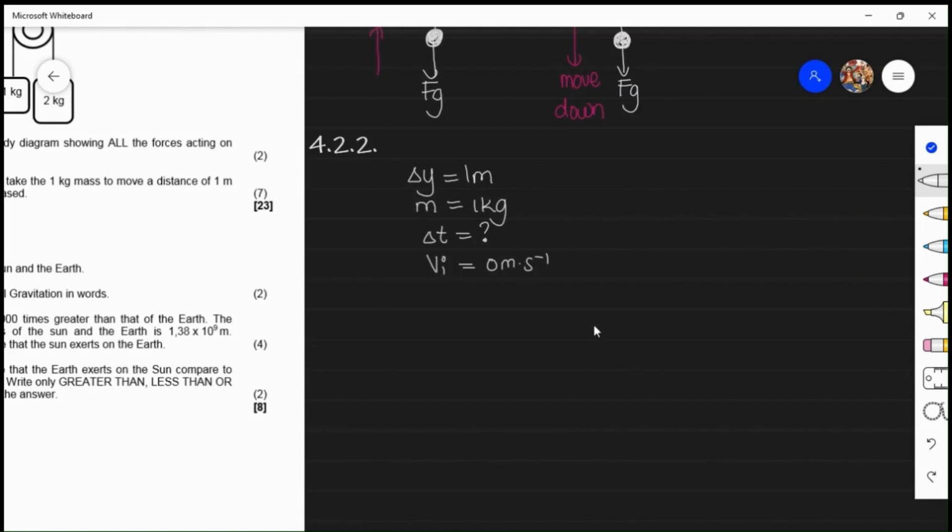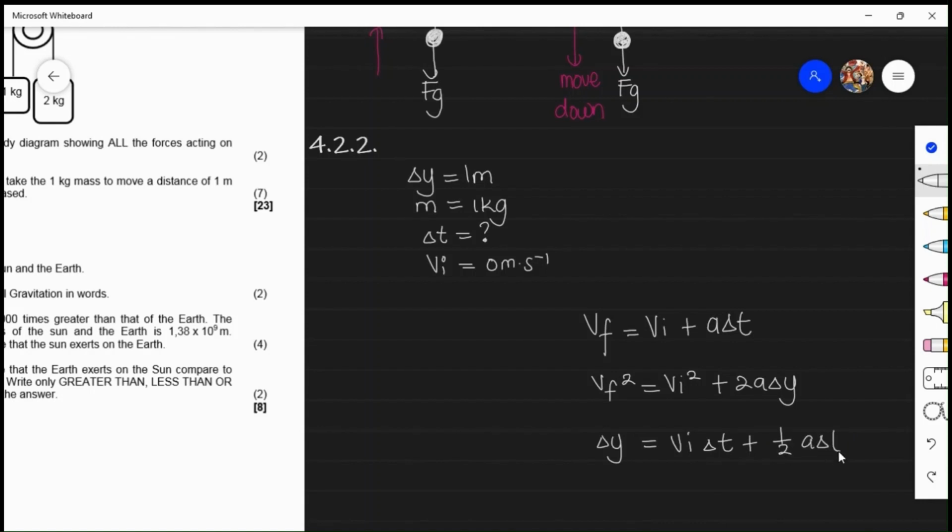So we have our first equation of motion, which is Vf equals Vi plus A delta t. Vf squared equals Vi squared plus 2A delta y. We have delta y equals Vi delta t plus 1 over 2 A delta t squared. And lastly, we have delta y equals a half into Vi plus Vf times delta t.